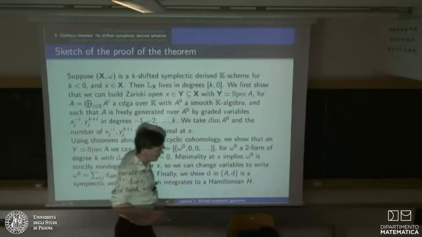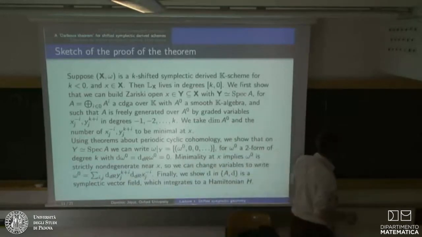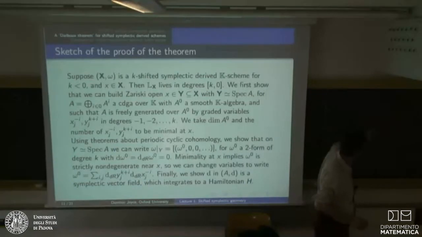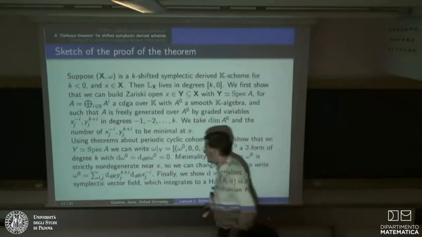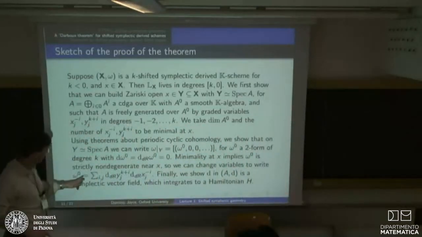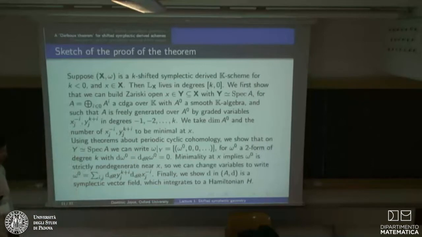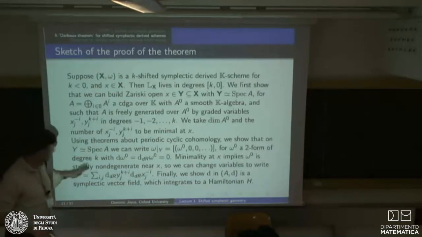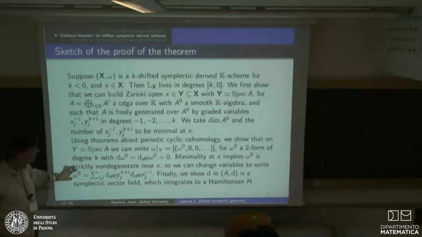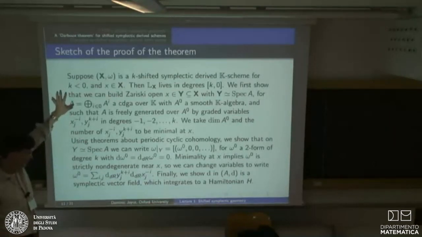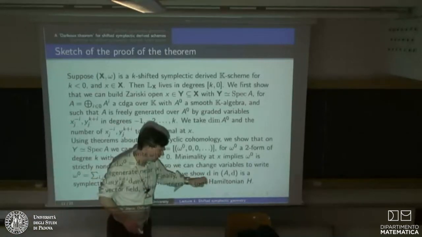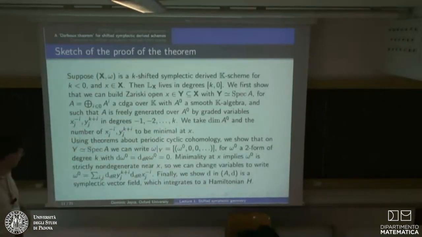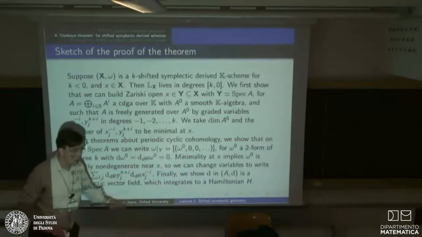What we use that for is that we change variables in the y's, leave the x's as they are, to make omega basically the identity matrix between x's and y's. And so then you can take omega 0 to be of that form. And then finally, thus far we've managed to standardize the algebra as a graded algebra and the symplectic form. What's left is to understand the differential D in A. And then we see that D is a symplectic vector field and it integrates to a Hamiltonian function H.